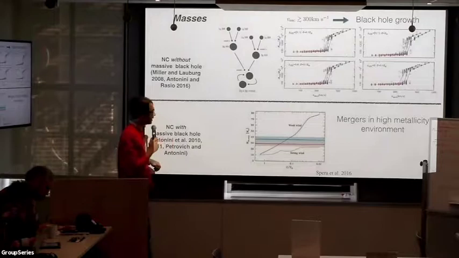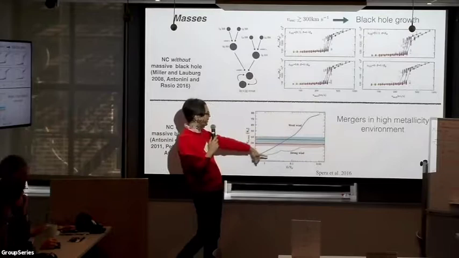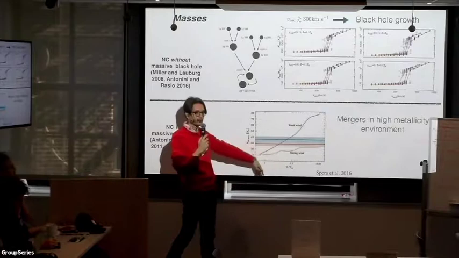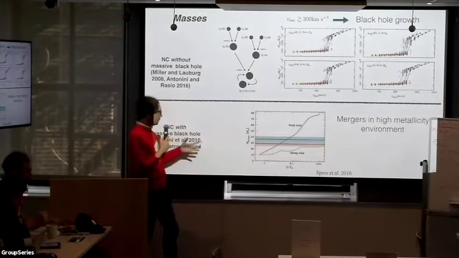This will have a consequence on the mass distribution of these sources, because the maximum mass of the black holes that you can get in this high metallicity environment is around 10, maybe 20 solar masses.